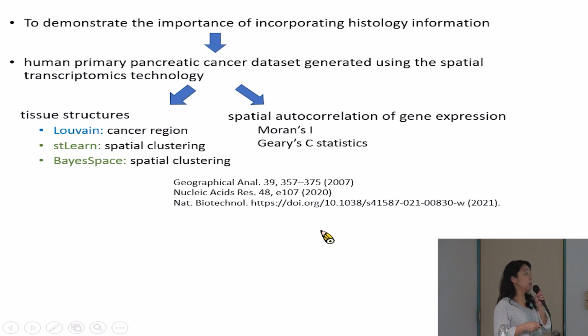auto-regulations of gene expression. For the tissue structure, they use three tools. First is the relevance, which shows the cancer region, and ST-Learn and BayesSpace. These two tools were used to understand the spatial clustering. So they will compare their data through these three tools. Moreover, they also want to understand what is the spatial autoregulation of gene expression. So they will compare the Moran's I and Geary's C statistics.